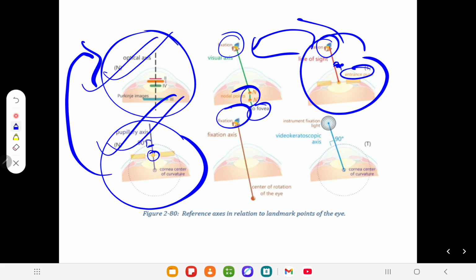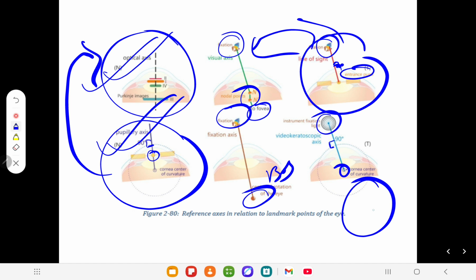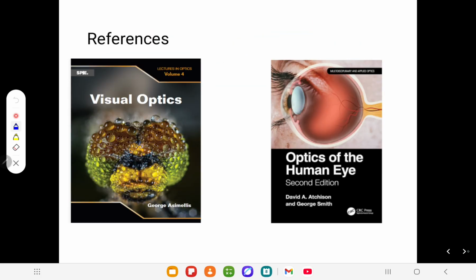The fixation axis is from the fixation point to the center of rotation, which is approximately 13.5 mm behind. The videokeratoscopic axis, from fixation to the center of corneal curvature, makes 90 degrees. Obviously, any circle's radius makes 90 degrees, so we don't have to talk about it; it naturally makes 90 degrees. That's the law of physics or mathematics, isn't it? So, in conclusion, these are the angles and the axes.